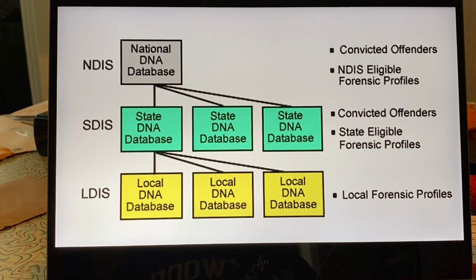And the purpose is, let's find those Ted Bundys, okay? Let's try to connect these profiles so we know, is there one person who's committing multiple offenses, either within the same city, within the same state, or from state to state within the United States.